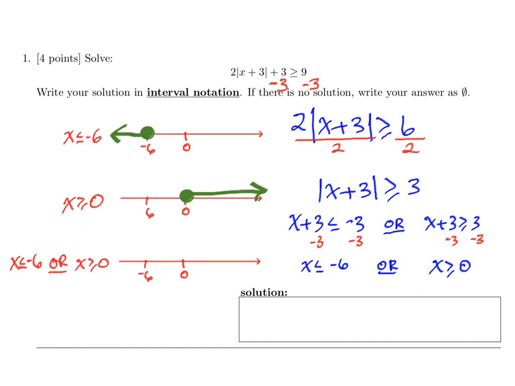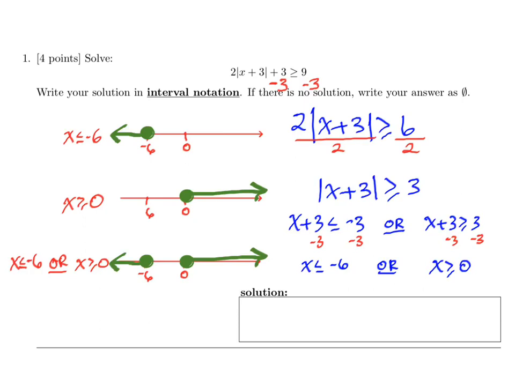The last number line is the solution to the problem we're solving: all the numbers that are either in the first set or in the second set. So we're going to combine the 2 sets. We take all the numbers less than or equal to negative 6 and combine them with all the numbers greater than or equal to 0. The word or means both sets together. Now we're asked to write the answer in interval notation.